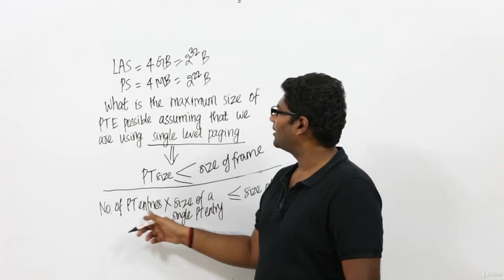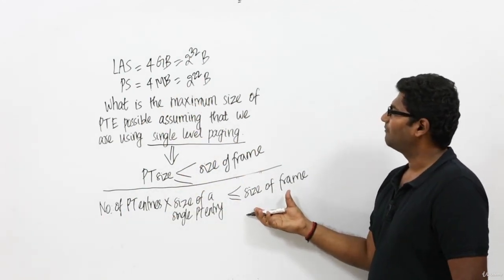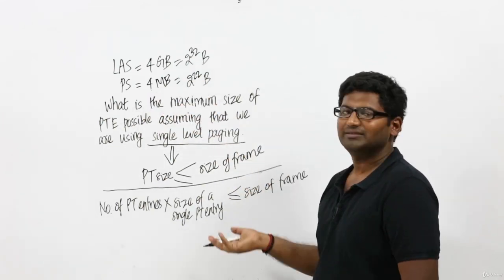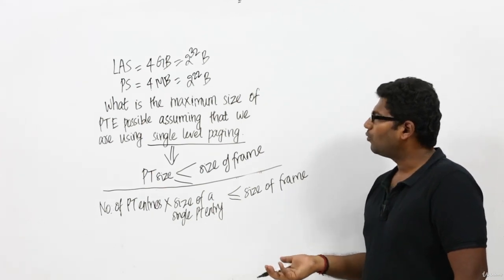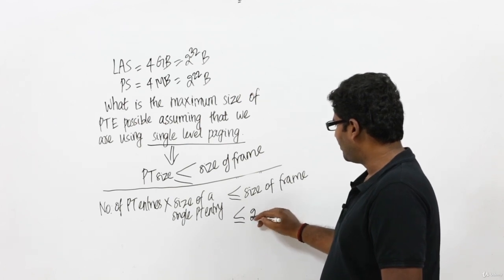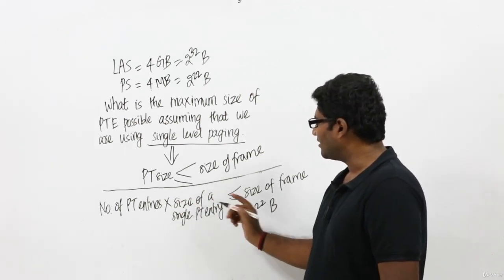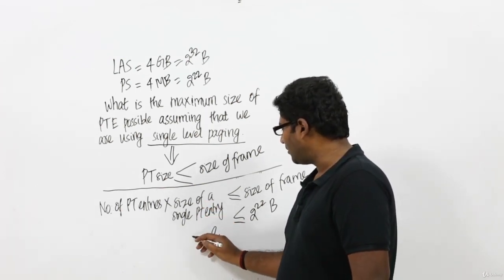Do we know the number of page table entries? We don't know that. They have given size of frame, and size of page, which is 2 power 22 bytes. Now, if page size equals 2 power 22 bytes, then frame size should also be 2 power 22 bytes, right? So I am writing this 2 power 22 bytes. Now, I am going to take size of single page table entry as E. This is what I need to compute.